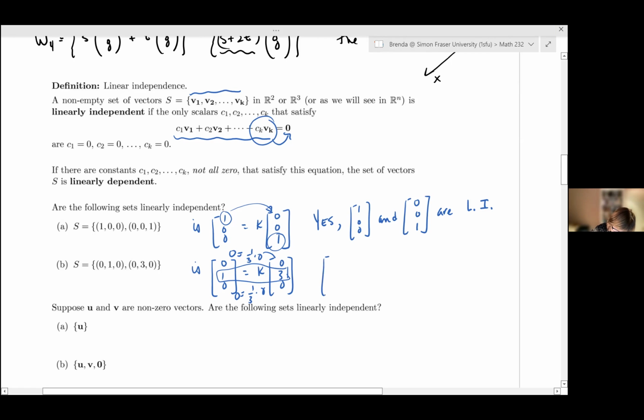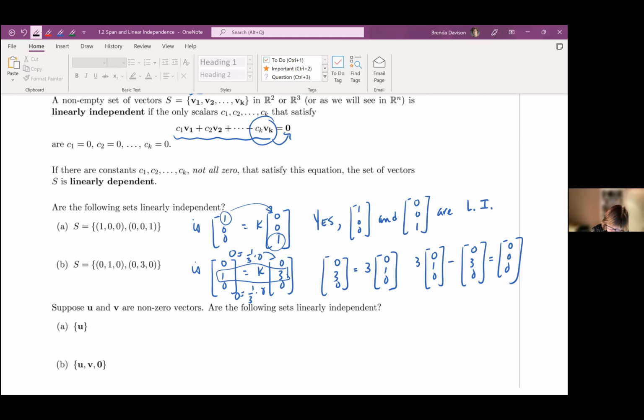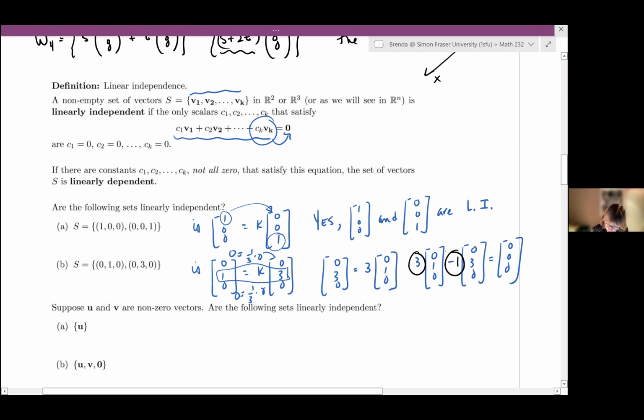For example, 0, 3, 0 can be made by taking 3 times 0, 1, 0. That's what I'm saying. Also, in terms of reflecting back on the definition, we have that 3 times 0, 1, 0 minus 0, 3, 0 is equal to 0, 0, 0. So we see here that we have 2 constants, 3 and minus 1, and that this linear combination can be made equal to 0, and both of these are not 0. That is exactly what that definition is telling us. So these things here are linearly dependent.